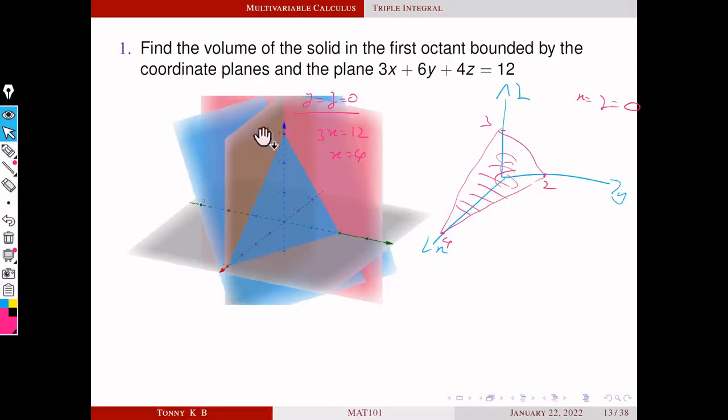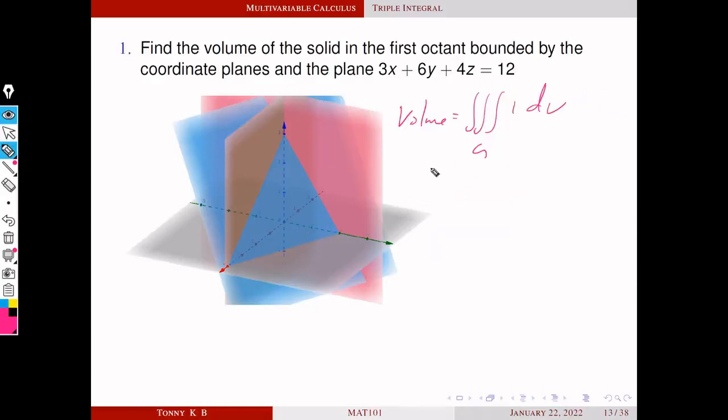Okay, and this is our xz plane, and this red one is our yz plane, and this one is our xy plane. We have to find the volume of this blue shaped solid. So how to set up the integral? We know that the volume of a solid is equal to the triple integral over G of 1 dV. Next we have to find the limits of all the integrals.